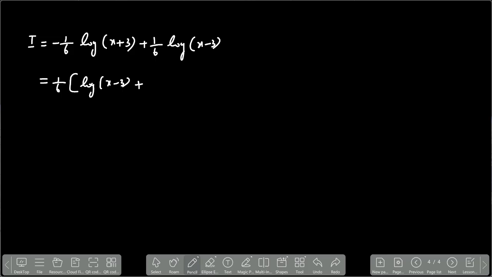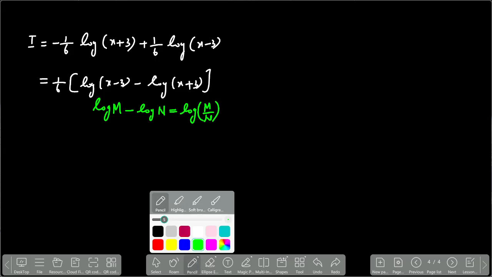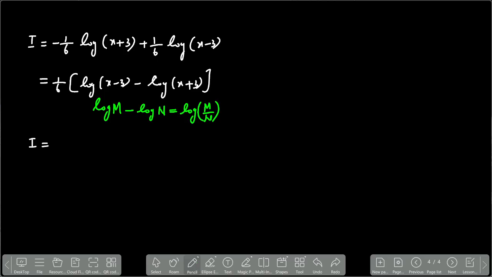Taking 1 by 6 outside as the common term, that is 1 by 6 into log of x minus 3 minus log of x plus 3. What is the formula? Log m minus log n equal to log of m divided by n. Likewise, the terms become I equal to 1 by 6 into log of x minus 3 divided by x plus 3 plus c. Check it, the answer comes.